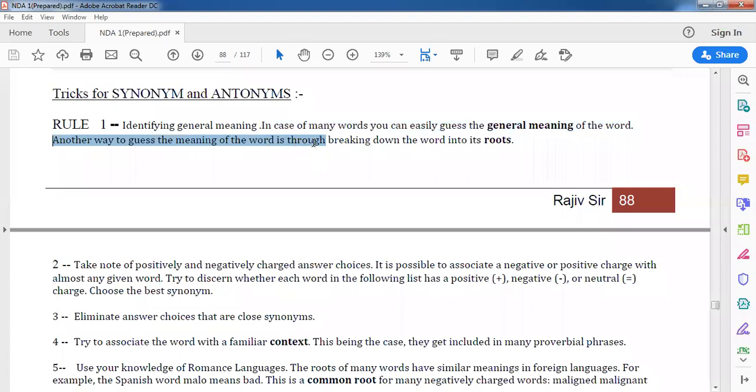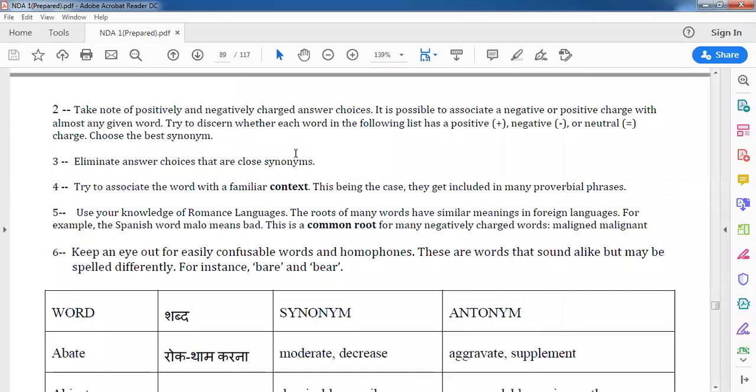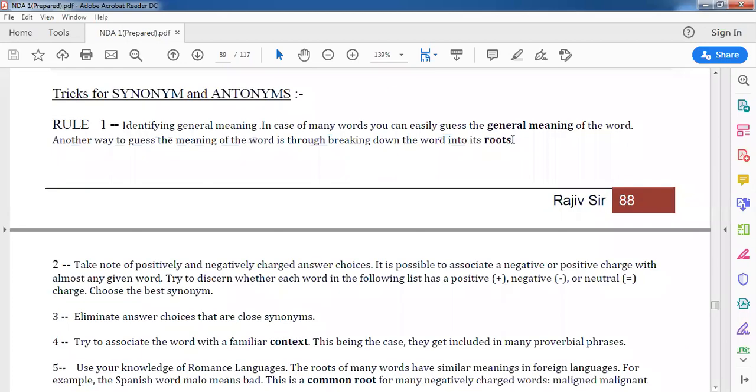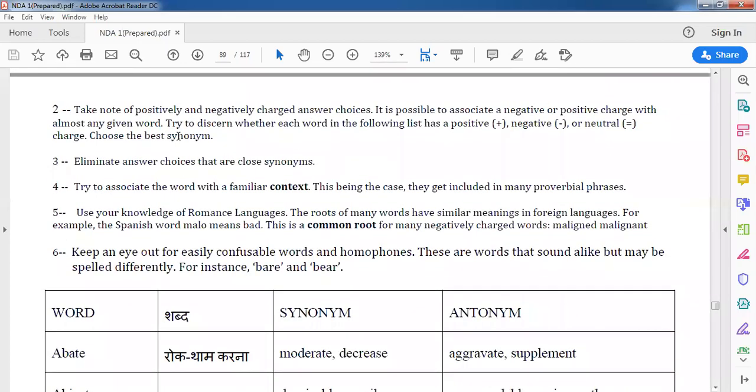Another way to guess the meaning of the word is through breaking down the word into roots. So हम लोग हिंदी में वो करते थे ना, संधि विच्छेद. So if you remember, वो संधि विच्छेद अगर आप कर लोगे तो आपको उनके मीनिंग समझ आ जाएंगे. If you are able to understand the meaning, उसको अलग अलग parts में divide करके then you can join it, right? So it is the same way in English as well.